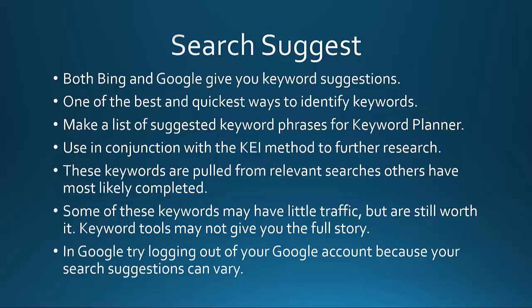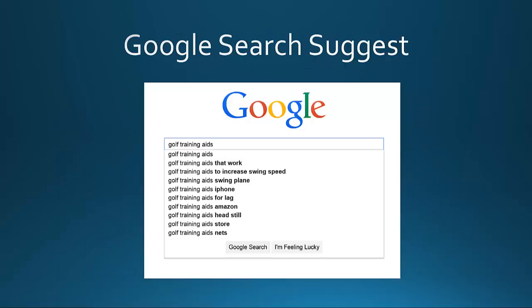In Google, try logging out of your Google account, because your search suggestions can also vary when they give you suggested searches. We touched on that when we were talking about understanding search results, and that same goes when you're actually doing keyword research. Make sure you're logged out of your Google account, because when you do that, you're going to get a more accurate assessment of suggestions that are across the board, instead of just getting suggestions for phrases you've already looked up within your account.